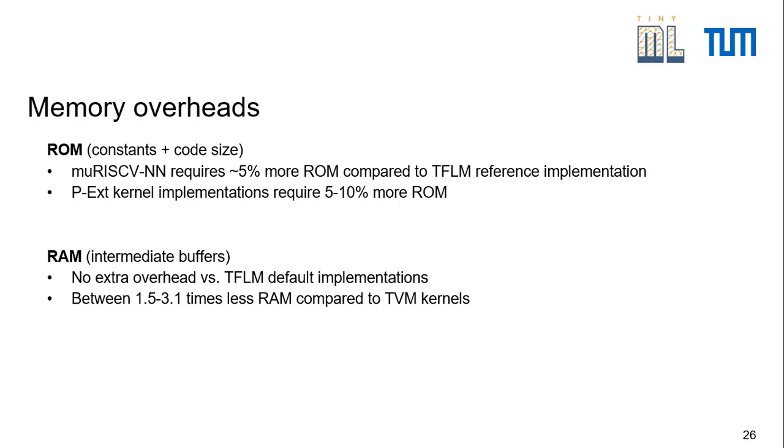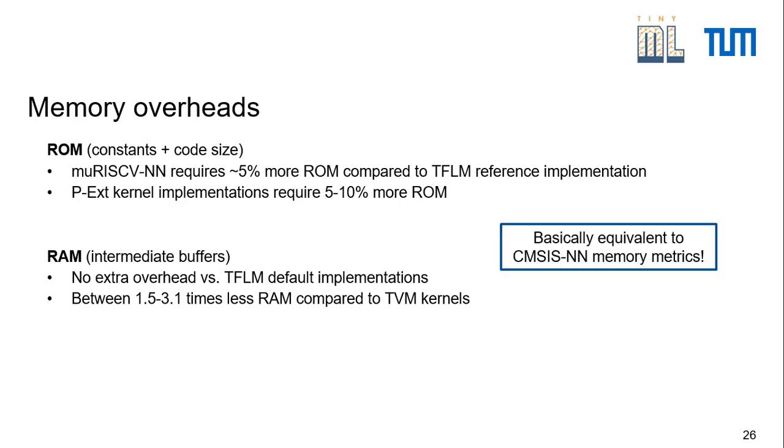How about memory overheads? In terms of code size, you can expect muRISC-V-NN to require between 5 or 10% more ROM, not for the weights, only for the code size. That kind of depends on the used model. And in terms of RAM, for TF-Lite Micro, you do not have to add overheads here, because the RAM metrics are actually the same. And since TVM is currently not so good in terms of having a good RAM usage, using muRISC-V-NN with TVM, you can expect an improvement in RAM usage. The factor is between 1.5 and 3 times. But all these metrics should basically be equivalent to what you can achieve with CMSIS-NN on ARM.